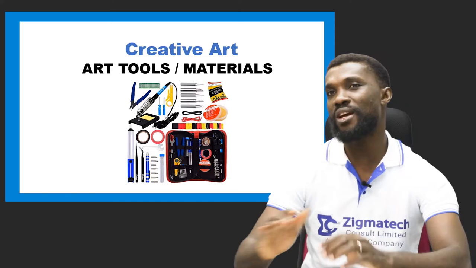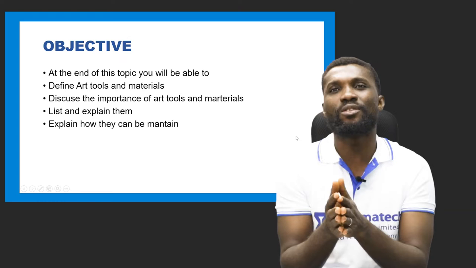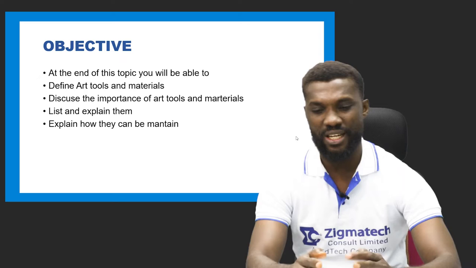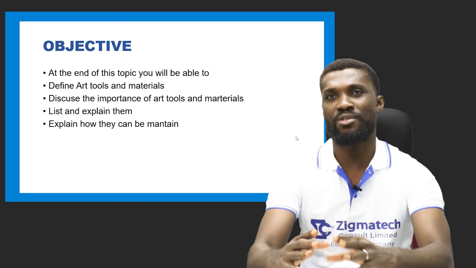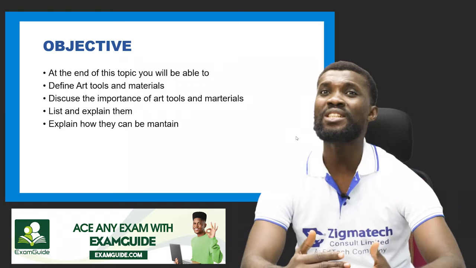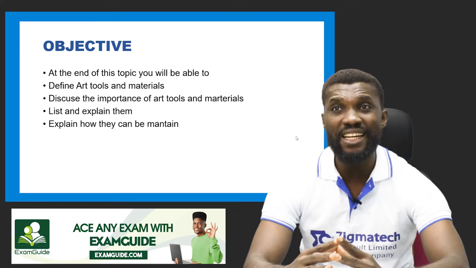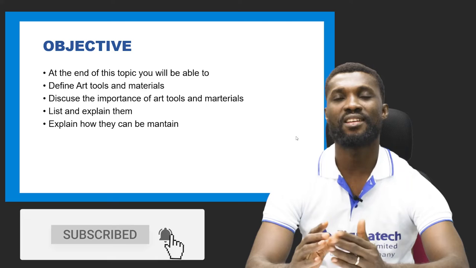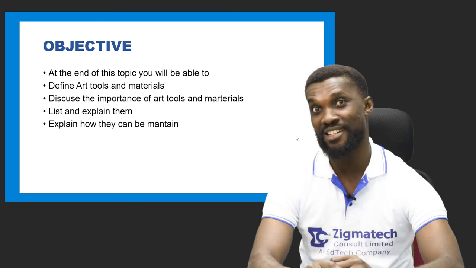Today I would want us to look at some of the things you are going to learn at the end of this topic. Number one, you'll be able to define what an art tool is and what an art material is. You can distinguish between the art tools, the art materials, even art equipment. You'll also be able to discuss the importance of these tools and materials. You also have the ability to list and explain some of these materials. And fourthly, you will know how to explain, how to maintain, even how to improvise these materials. So these are the things we are going to look at as we venture into this topic. Are you with me? Are you excited just as I am? All right then, let's go straight.